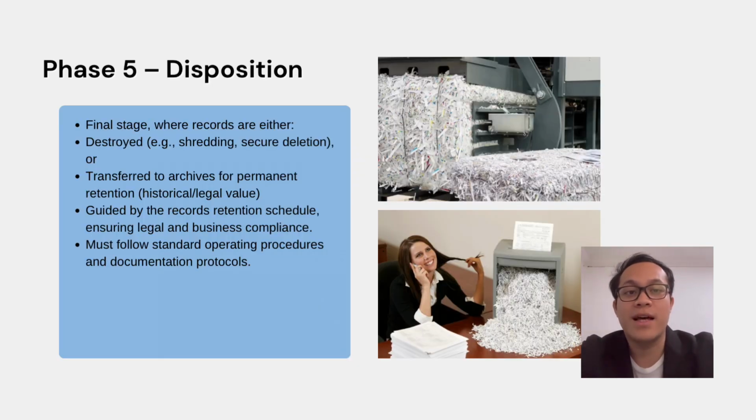The last stage, or phase, is disposition. In this final stage the records are either destroyed, like shredding or secure deletion, or transferred to the archive for permanent retention because of historical or legal value. It is also guided by the record retention schedule, ensuring legal and business compliance, and it must follow standard operating procedures and documentation protocols.